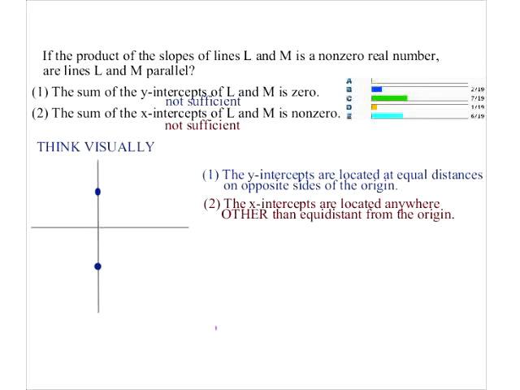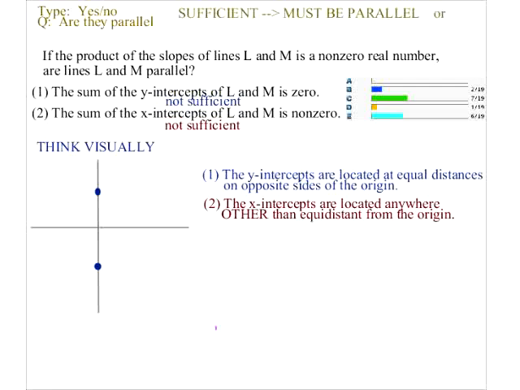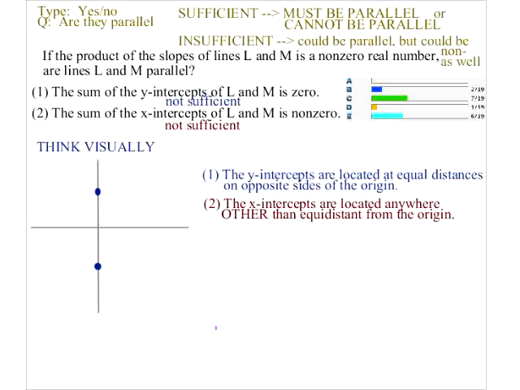So again, our 3 questions, I guess it's 4 questions. The type of the question is yes, no. The question is, are they parallel? So sufficient would either mean must be parallel or cannot be parallel. And insufficient would be could be parallel but could be non-parallel. I don't have room for the word non-parallel, so there you go.